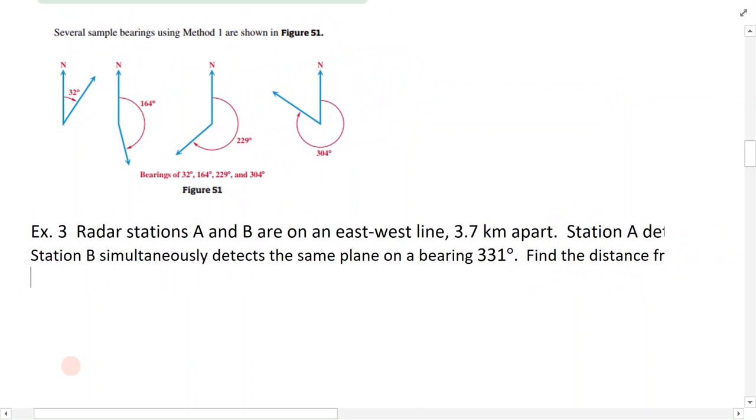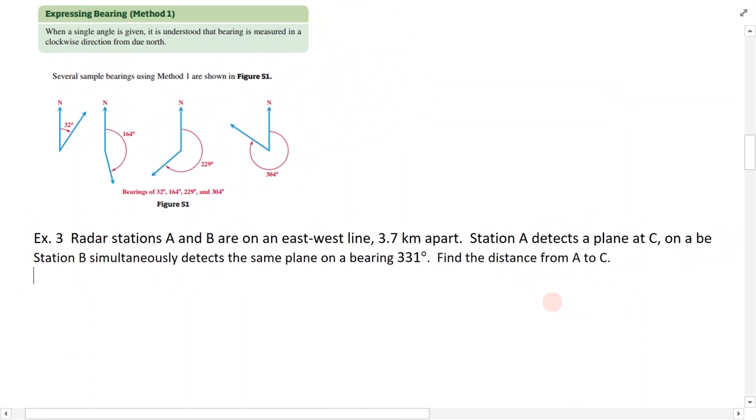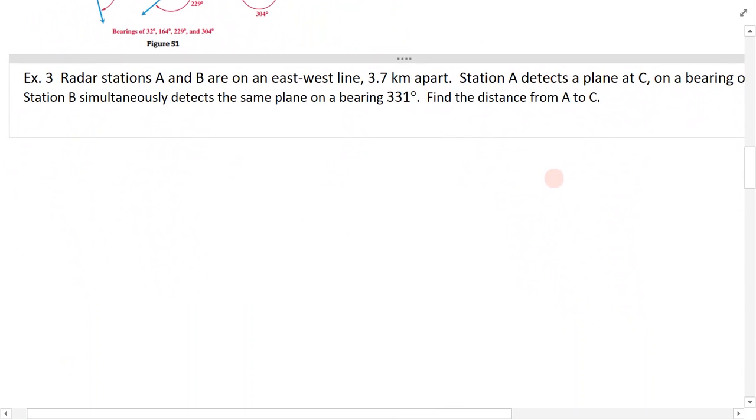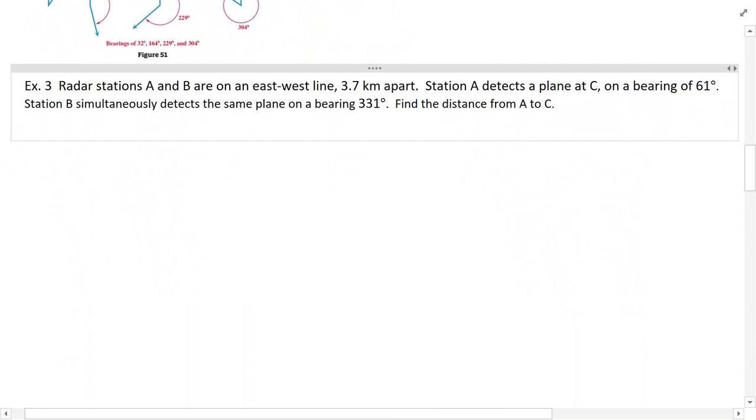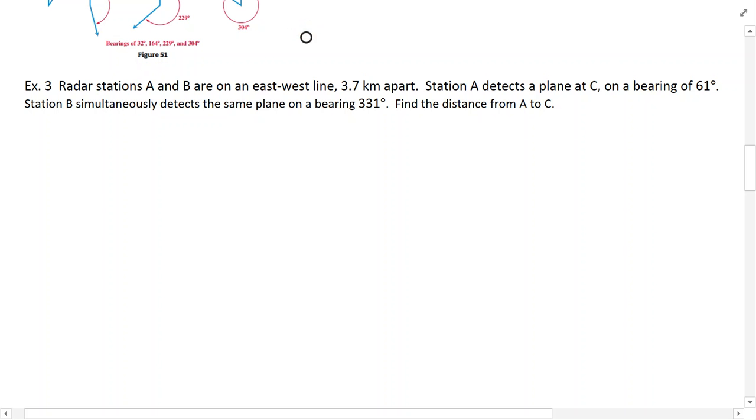So we have this example here where we have a radar station. Let me pull that in. We have radar stations, A and B, that are on an east-west line, 3.7 kilometers apart. Station A detects a plane on a bearing of 61 degrees. Station B simultaneously detects the same plane with a bearing of 331 degrees. We want to find the distance then from station A to the plane.